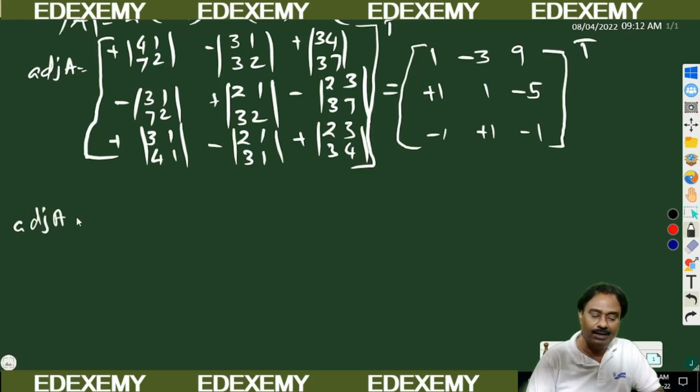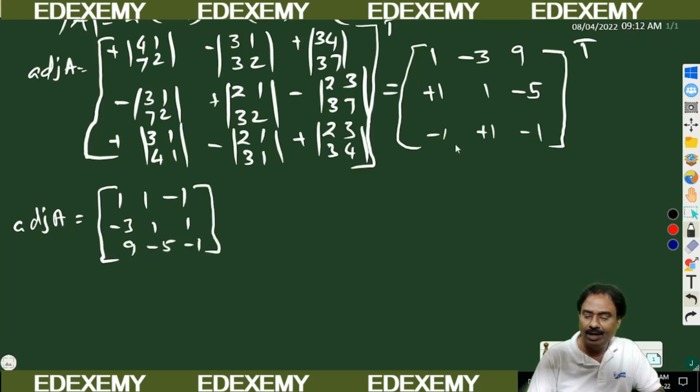Now, to find adjoint of A, you have to change the column into rows. So, now first column you take 1, 1, minus 1. You write it as a row, 1, 1, minus 1. Similarly, second column you take minus 3, 1, plus 1. Similarly, the third column 9, minus 5, minus 1. Now, this is the adjoint of A.